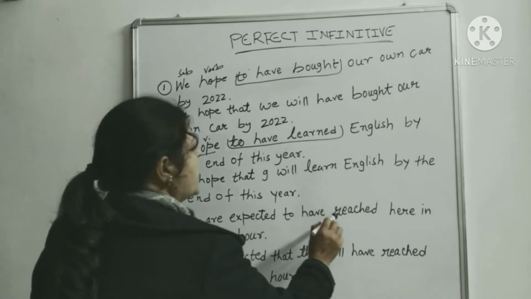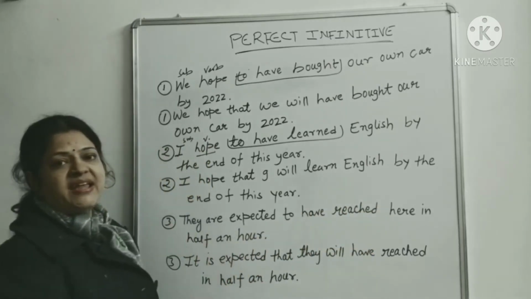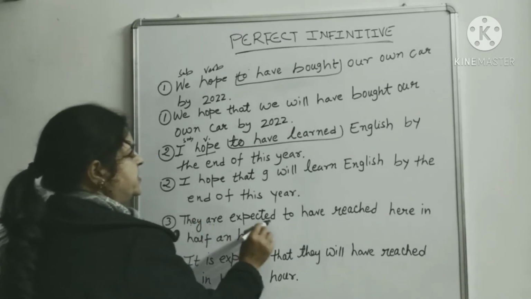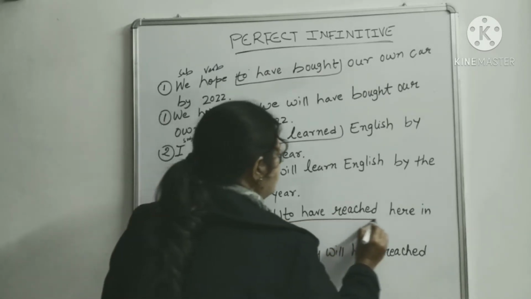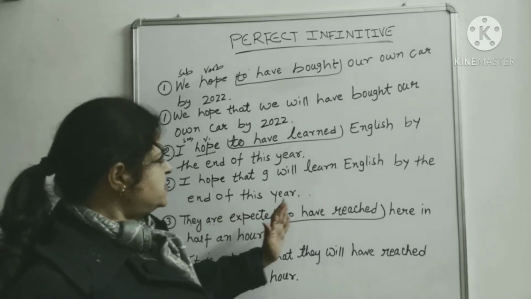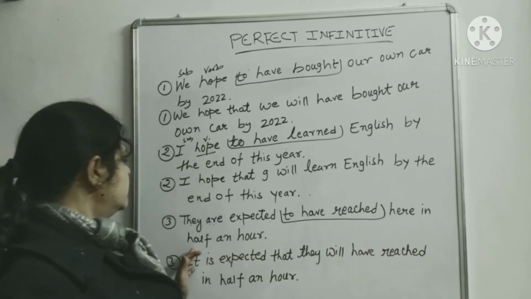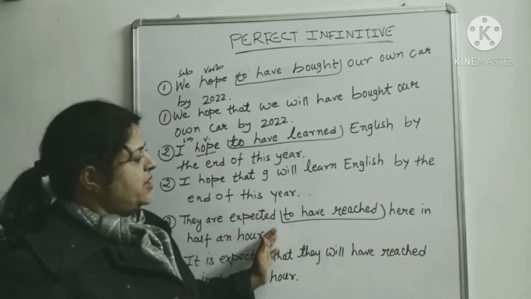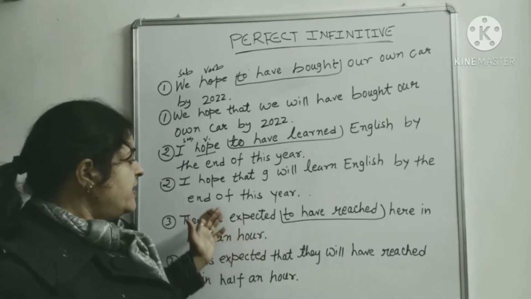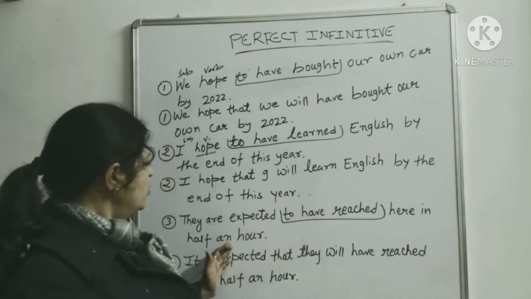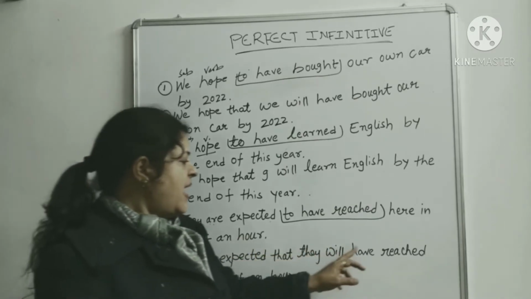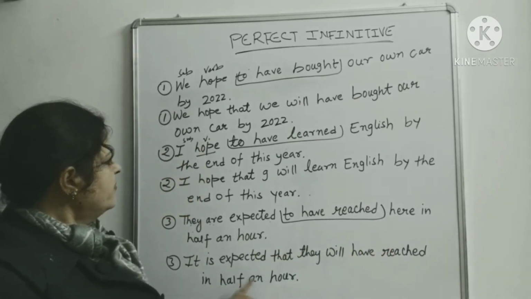They are expected to have reached here in half an hour. So they subject, are expected, till here we have the verb, and to have reached, this is the formation of perfect infinitive. So they are expected to have reached here in half an hour. आधे घंटे में वहां ये उम्मीद की जाती है, आशा की जाती है कि आधे घंटे में वो यहाँ पर पहुंच चुके होंगे. And it is expected that they will have reached here in half an hour.